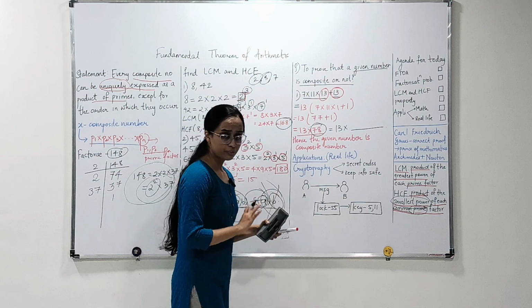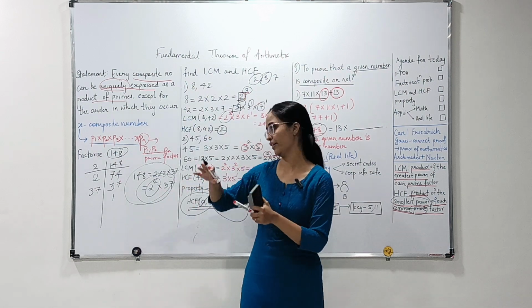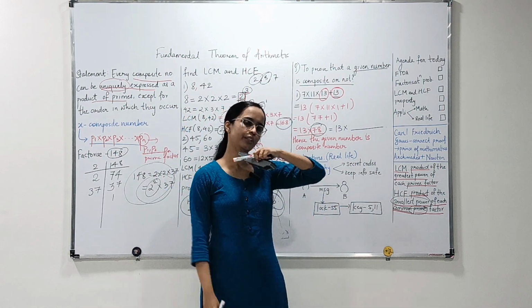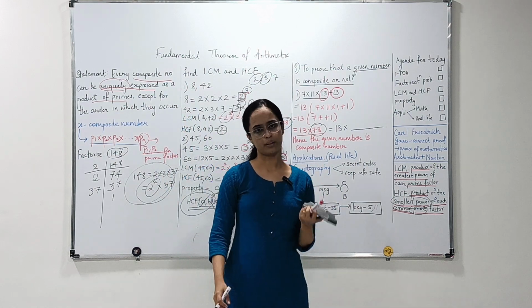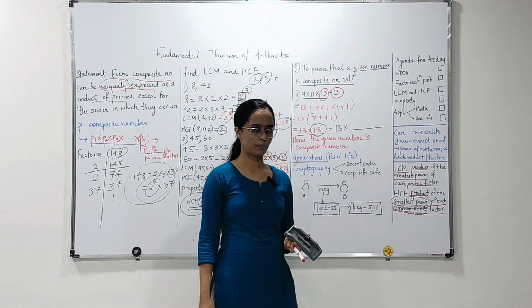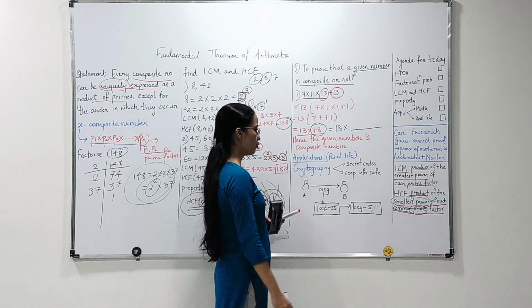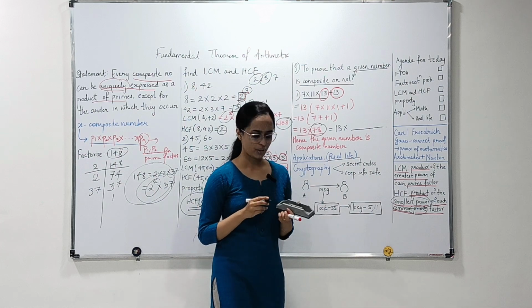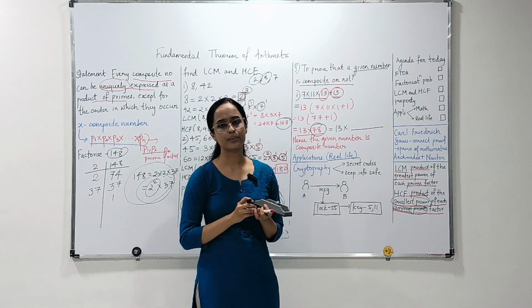So, we have seen the statement, and we have seen how you can use it to find LCM and HCF, and how you can use it to actually show that a number is a composite number. Now let us move on to the real life application of this theorem. So, where can you actually use it?